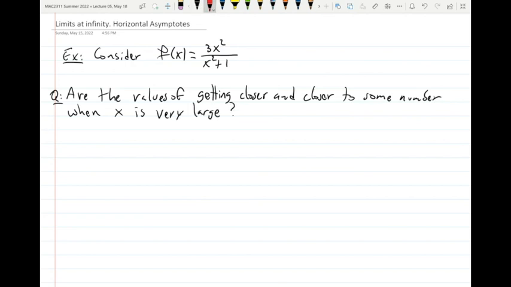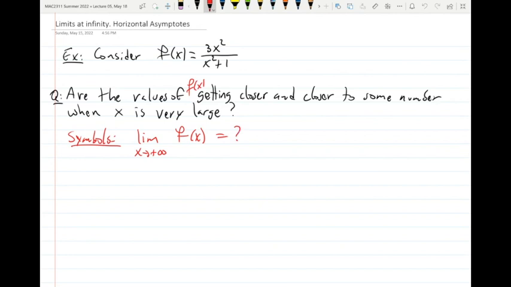Okay, so in symbols, let me just introduce this immediately. In symbols, the question that I'm asking is, the limit as x approaches positive infinity of the function, the values of f. And this is what I'm asking. Okay? What is this limit?